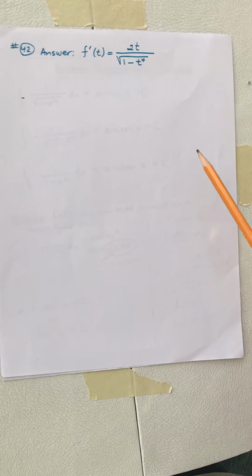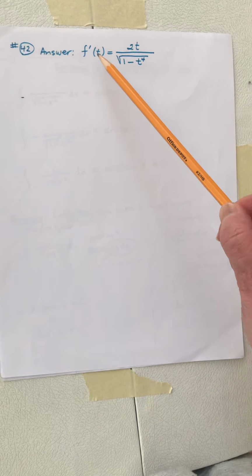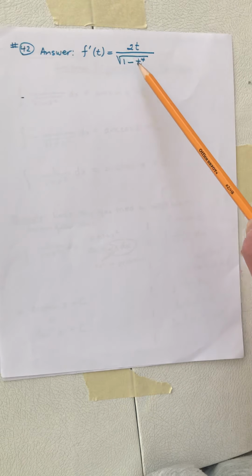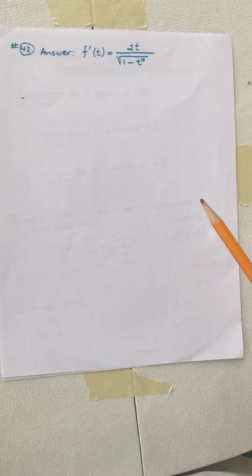Now, I didn't have a request for number 42, but I know that's not in the back of your book, so I just wanted to post the answer here. F prime of t is equal to 2t over the square root of 1 minus t to the 4th power. Hope you all got that one.